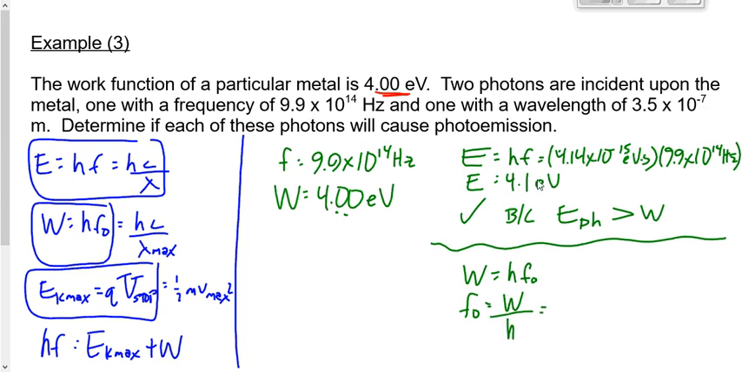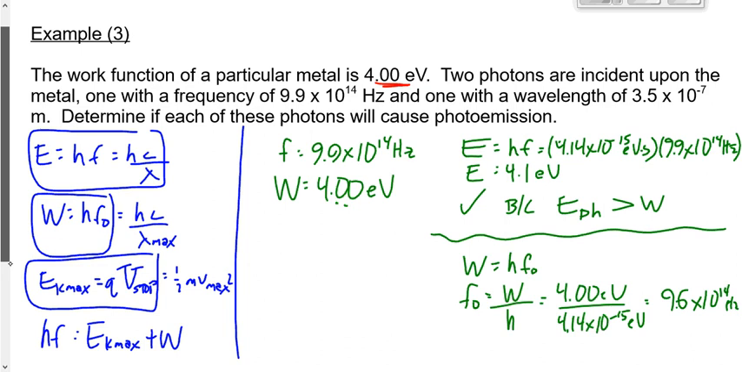Now, I didn't actually figure out what that is myself, because that's just not the way I did it when I was working on this myself. So I don't know what the number is. But if we figure it out, somebody figure this out while I'm writing this. 9.6 times 10 to the 14 hertz. Okay. So you could look at it this way and say, look, the threshold frequency is 9.6. What do I have? 9.9. Am I above the threshold frequency? Yes. And electrons will be ejected.